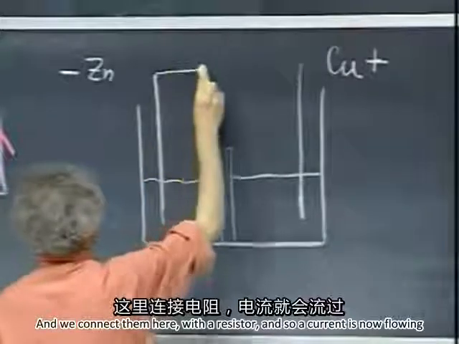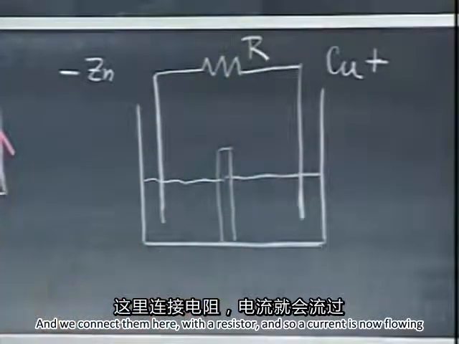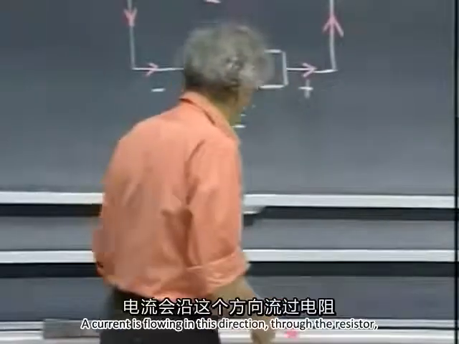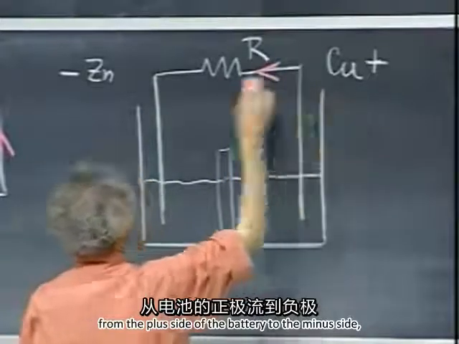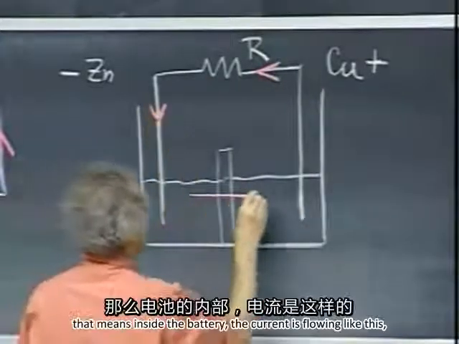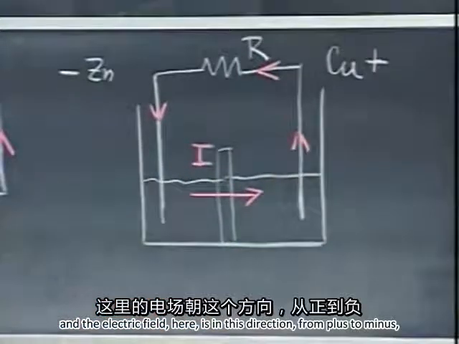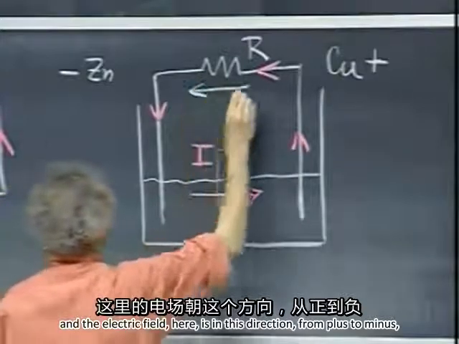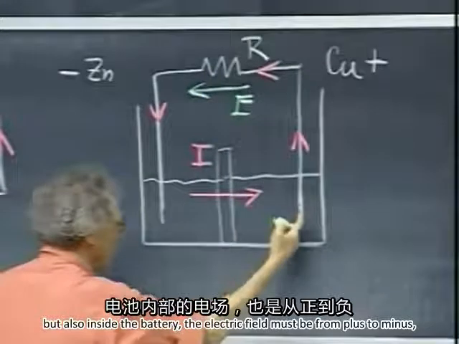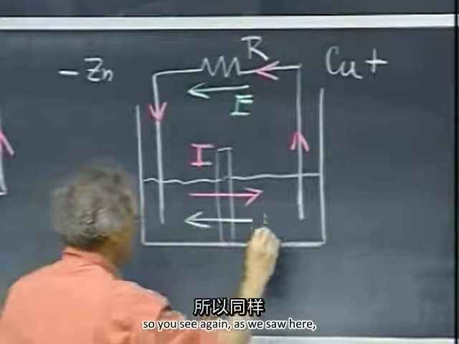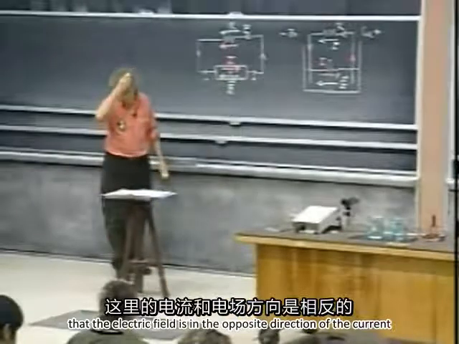And we connect them here with a resistor. And so a current is now flowing. A current is flowing in this direction through the resistor, from the plus side of the battery to the minus side. That means inside the battery the current is flowing like this. And the electric field here is in this direction, from plus to minus, but also inside the battery the electric field must be from plus to minus. So you see again, as we saw here, that the electric field is in the opposite direction of the current.